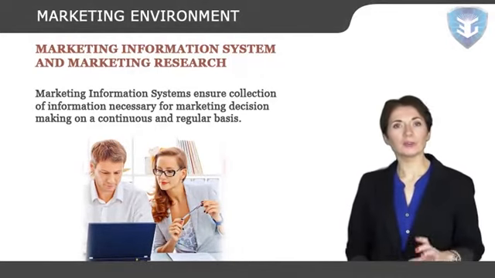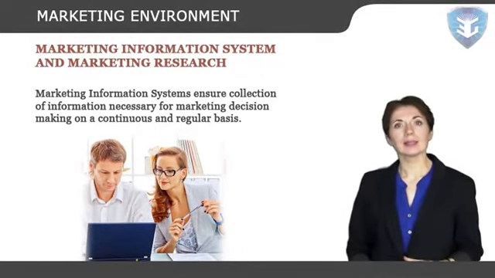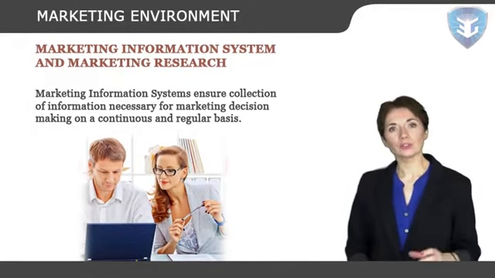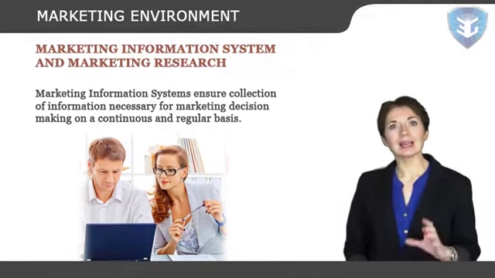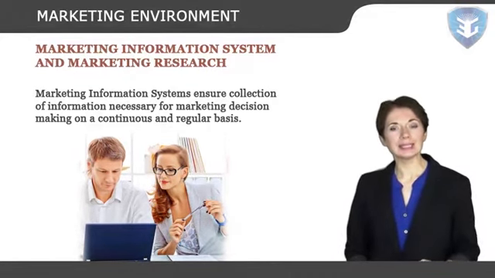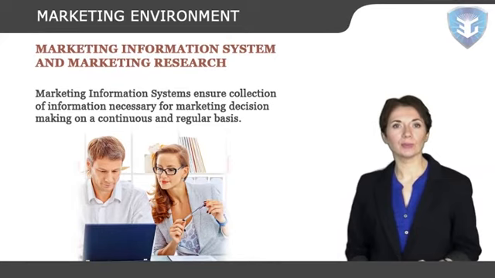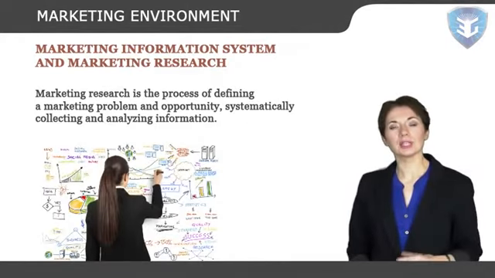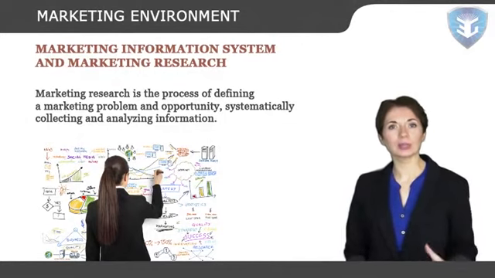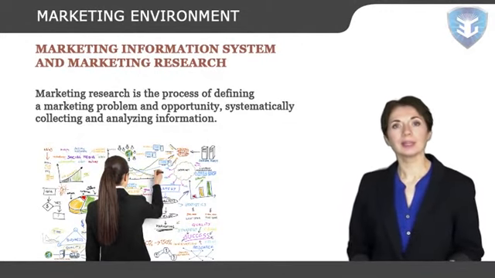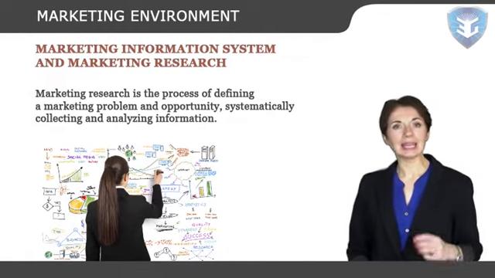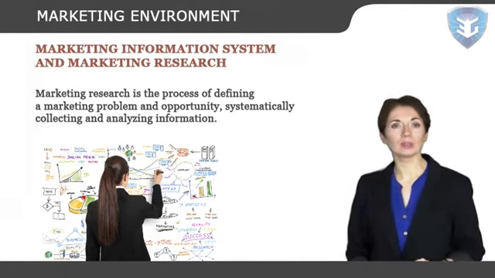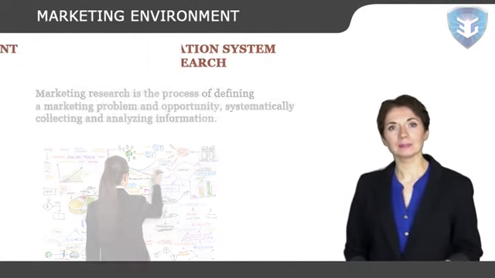A marketing information system, or MIS, consists of people, equipment, and procedures to gather, sort, analyze, evaluate, and distribute needed, timely, and accurate information to marketing decision makers. Marketing research is the process of defining a marketing problem and opportunity, systematically collecting and analyzing information, and recommending actions to enhance an organization's marketing activities.